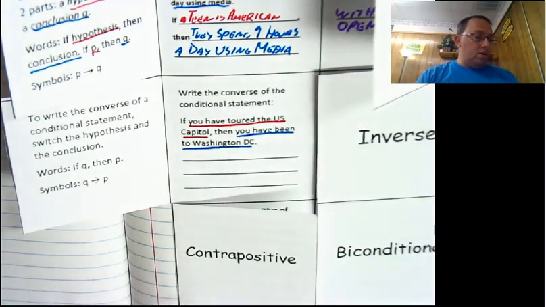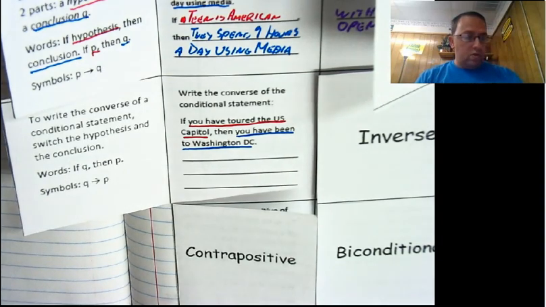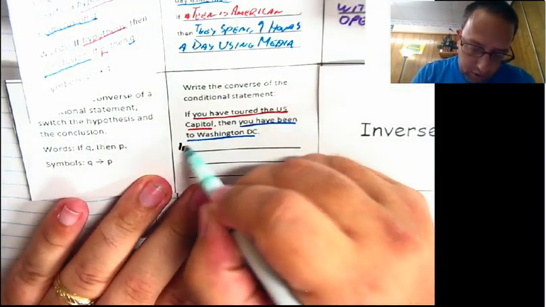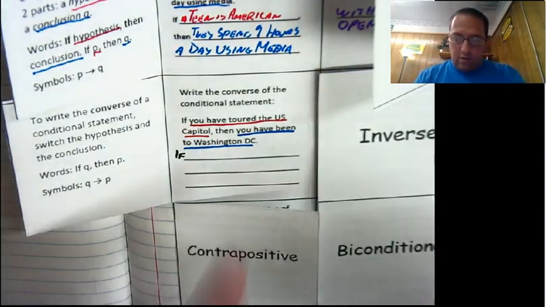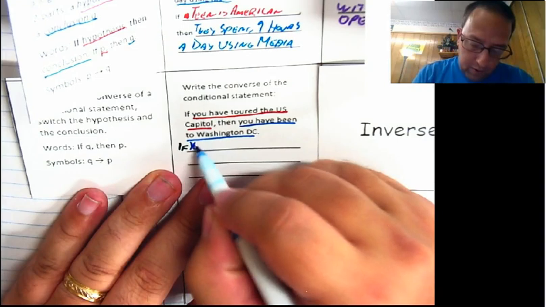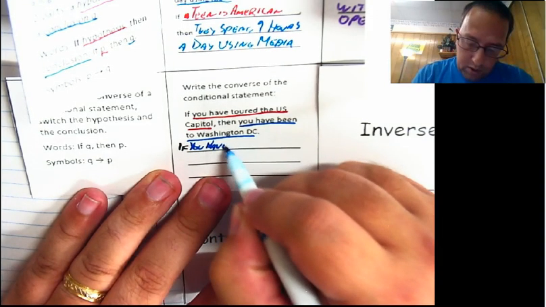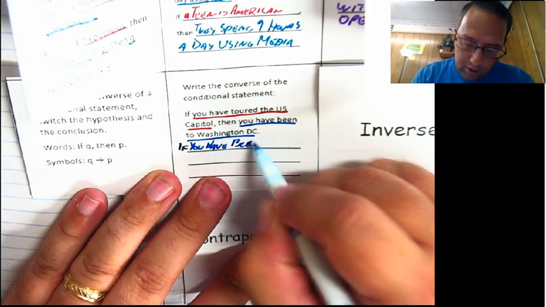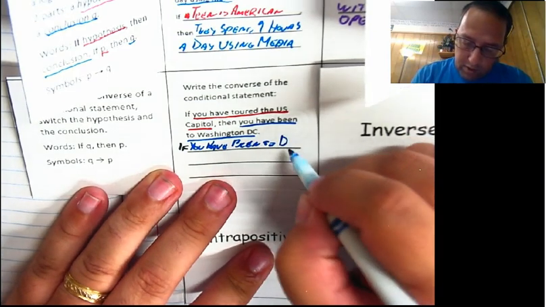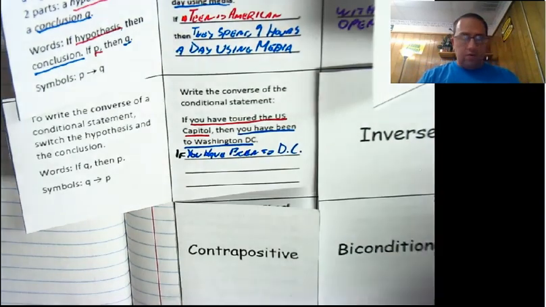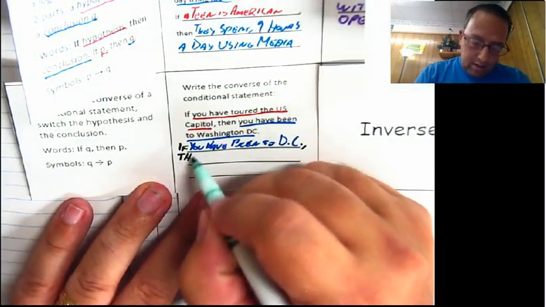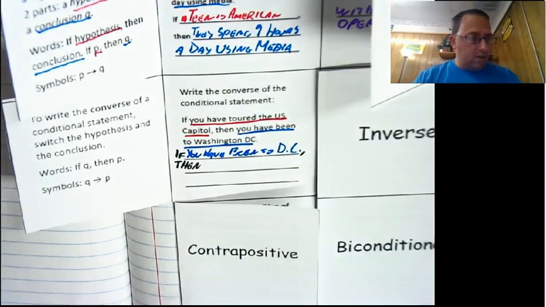Now, what we are going to do is change the order of this. We are going to make the converse. So it still starts with if, but then we're going to take these and switch them. So we have: if you have been to Washington, D.C. I'm going to run out of room, so I'm just going to say: if you have been to D.C., then you have toured the U.S. Capitol.